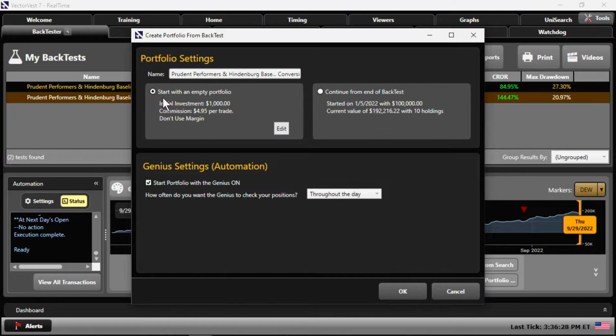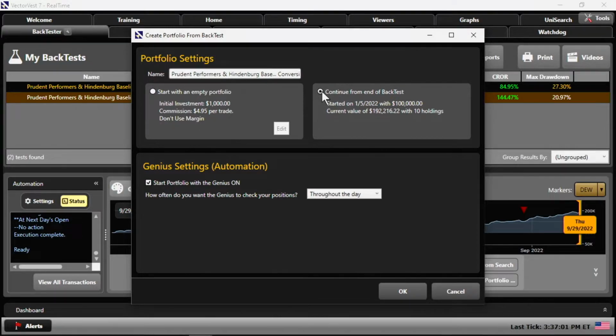People always ask me, there's two settings here. So you can start with an empty portfolio, or you can continue from the end of the test. Which one do I do, Steve? There are two really solid choices here. If you're in the middle of signals, like if you've just a couple of weeks ago had a down signal, and you want to get out there in what's probably the most effective way, I would suggest continuing from the end of the test with the mature trading system.